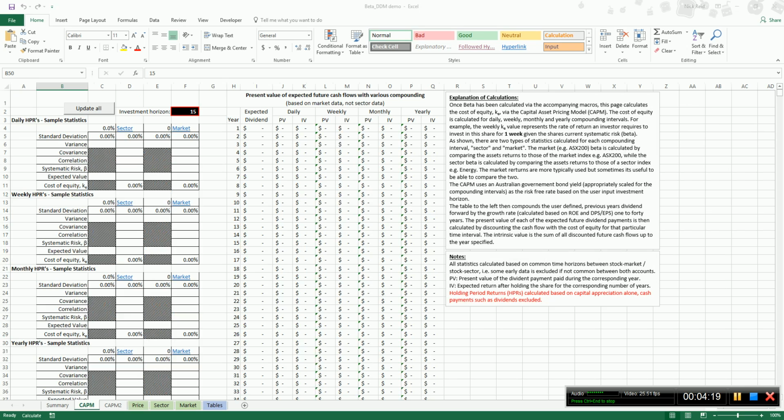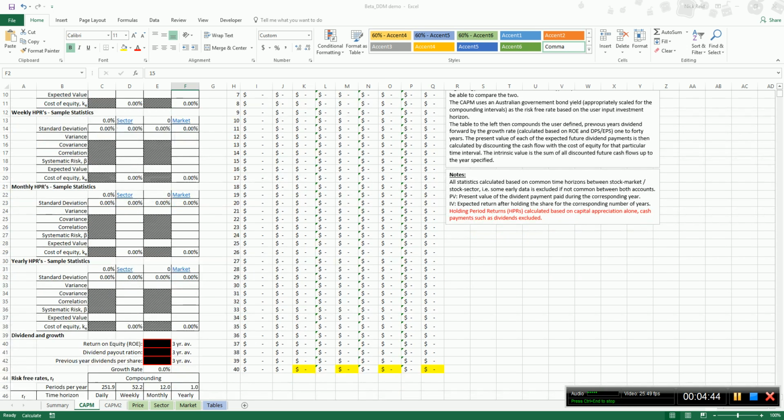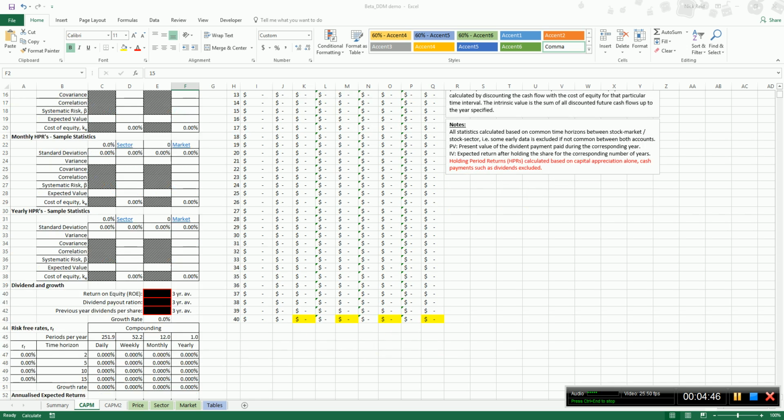We can go to our first CAPM model and start crunching some numbers. So first drop down box here is investment horizon. So I would normally have this on 15 years just because I plan on investing for a long time. So that just sort of dictates what risk-free rate we'll be using.